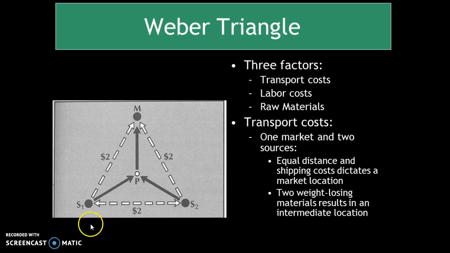So in this case, if we're taking a look at the cost of moving your goods, S1, which would be the wood, and S2, the steel, to the production site, the equal distance and shipping costs dictate the location. So let's say the cost of moving the wood and moving the steel was the same price. This is where it would make most sense to have your goods produced. Weber also states that two weight-losing materials, otherwise known as bulk-reducing manufacturing, result in an intermediate location. So let's say the wood and the steel are very heavy items but eventually made lighter. It's okay that the production facility is closer to the actual goods.